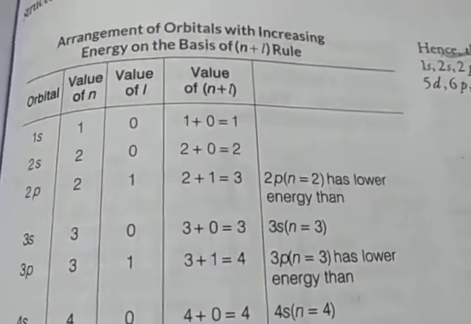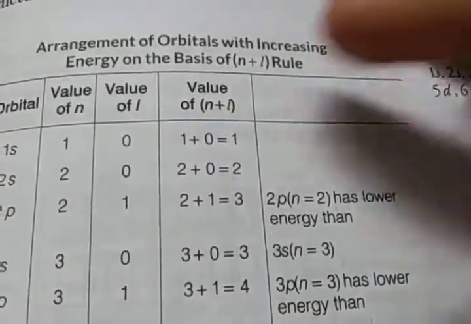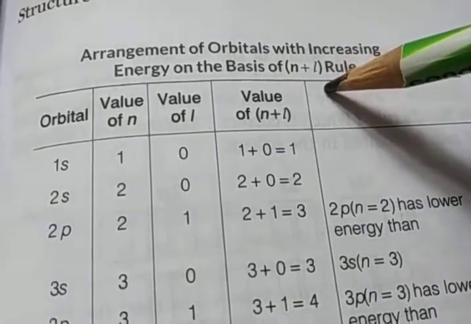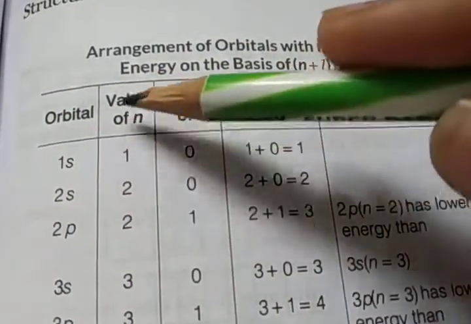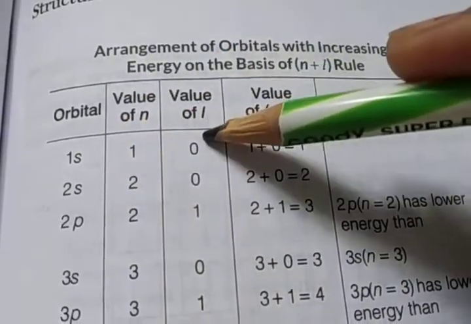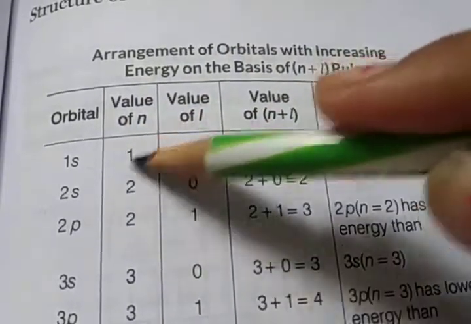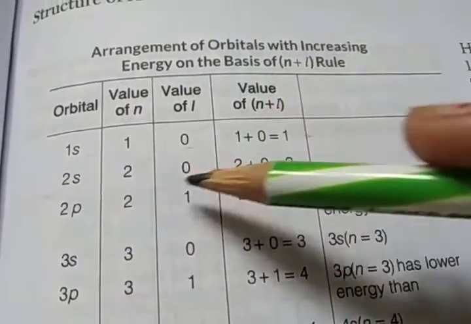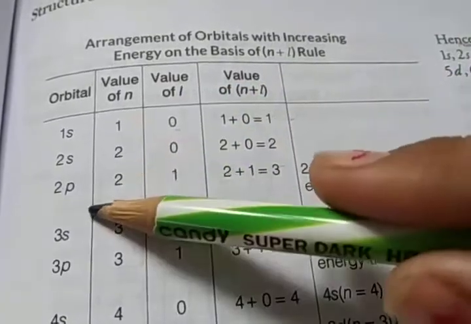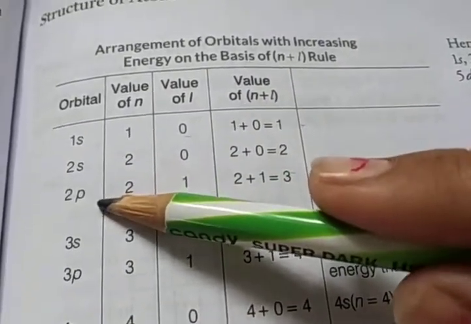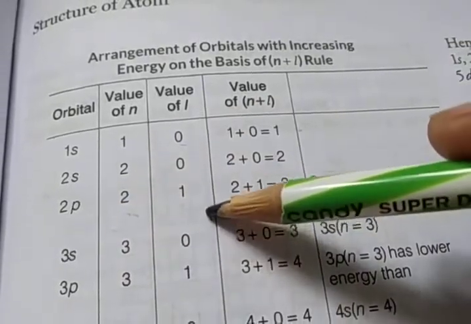So see, in this table is the arrangement of the orbitals with increasing energy on the basis of the n plus l rule. Orbital 1s: the value of n is 1 and s subshell means the value of l is 0, right? And so n plus l is 1 plus 0 is equal to 1. For the 2s orbital, 2 plus 0 is equal to 2. For the 2p orbital, n is 2, and p, l is the azimuthal quantum number.